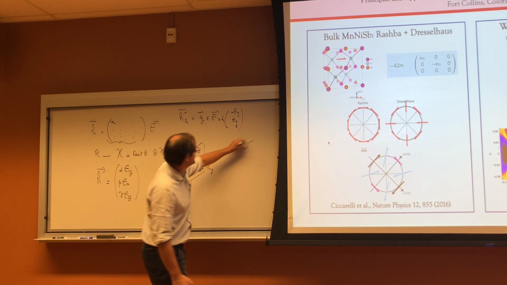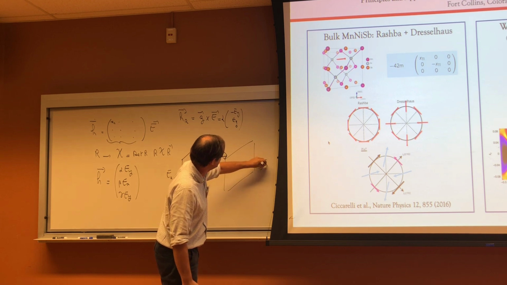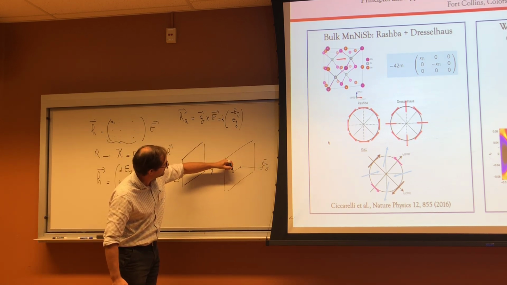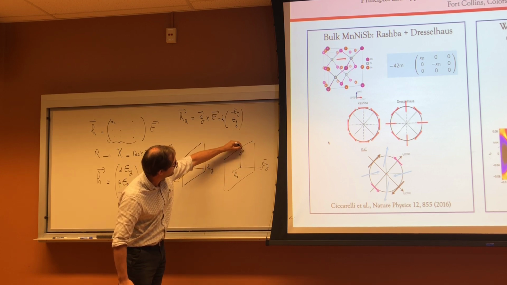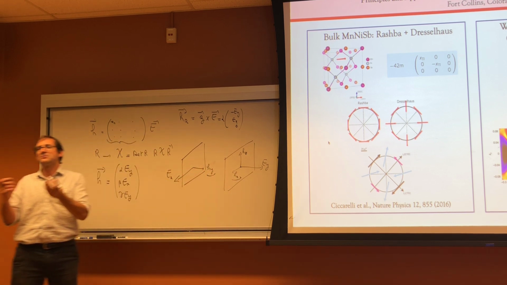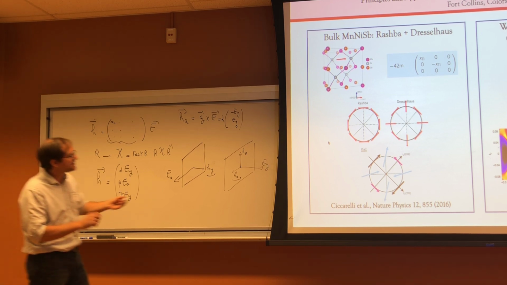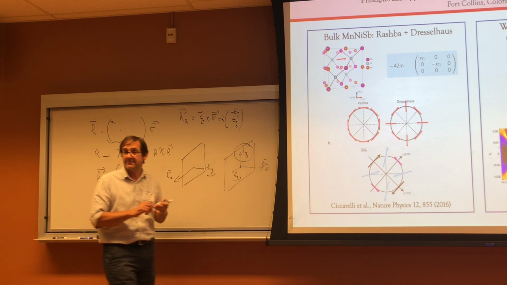But if we now send the current perpendicular to the plane, so the current here, what we end up with is a field along X, and most importantly, a field along Y. So those two fields here are not very surprising. They pretty much look like a Rashba field, which is perpendicular to the electric field. But what is interesting is this perpendicular part here.